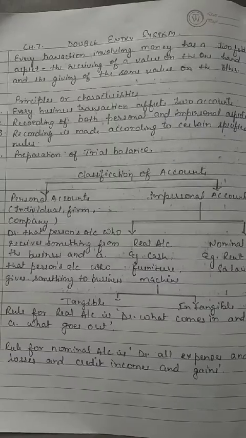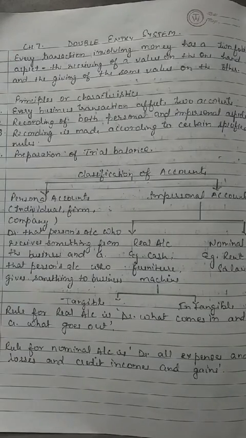We are going to start with the 7th chapter, that is the next theoretical chapter, double entry system, in this video. So first of all we need to know what is double entry system. According to this system, every business transaction affects at least two accounts in opposite direction.